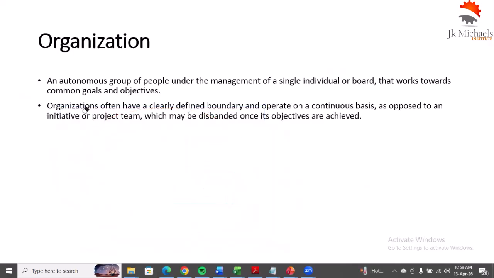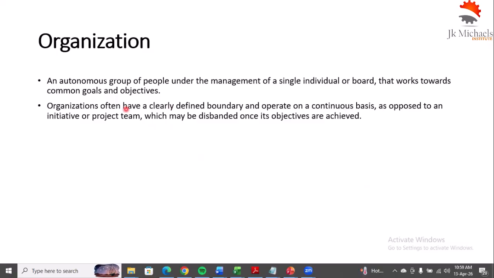Organizations often have clearly defined boundaries and operate on a continuous basis. This is what we call the going concern concept in accounting, right? It's different from an initiative or a project team, which can be set up to achieve project objectives and be disbanded once the objectives are achieved.